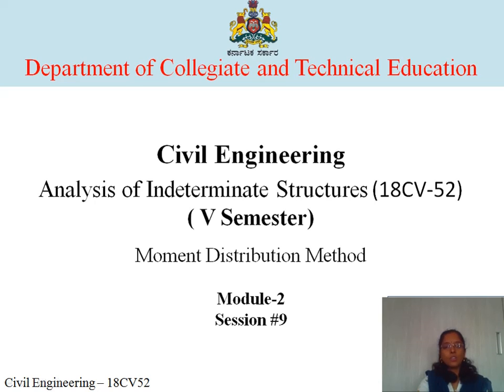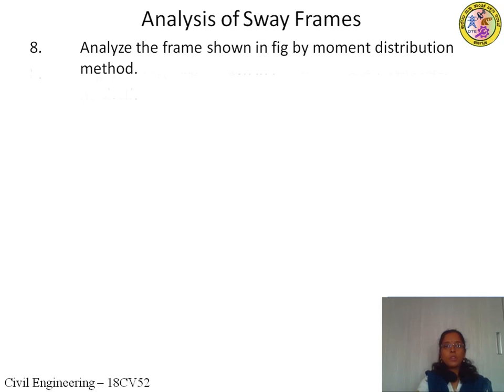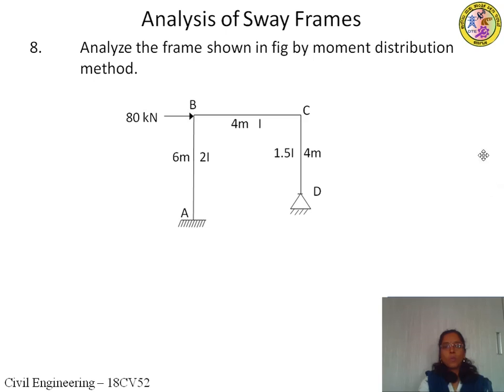In this session we will consider a purely sway frame, a pure sway frame. So let us analyze this frame using moment distribution method. This type of frame is called a pure sway frame. Why it is called pure sway: none of the members, either AB, BC or CD, are subjected to any member loads. Only a lateral force acting at the joint, so this is a nodal load.